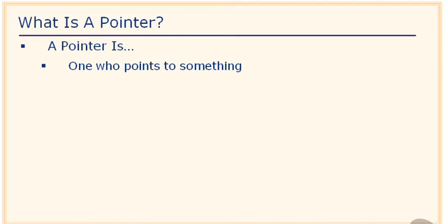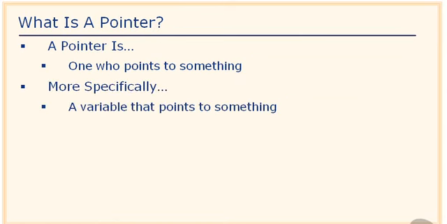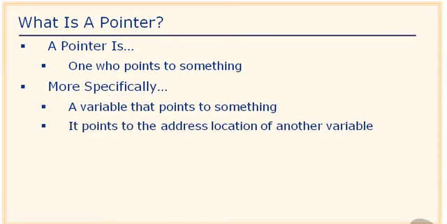Now, in this instance, that is actually a really good definition, because more specifically, when we're talking about pointers in the software world, we're talking about a variable that points to something. And even more specifically, a variable that, rather than holding data, simply points to the address location of another variable that is holding data. All right? Now what this gives us is a kind of referential relationship between our data, and we can do a lot of neat things with it.